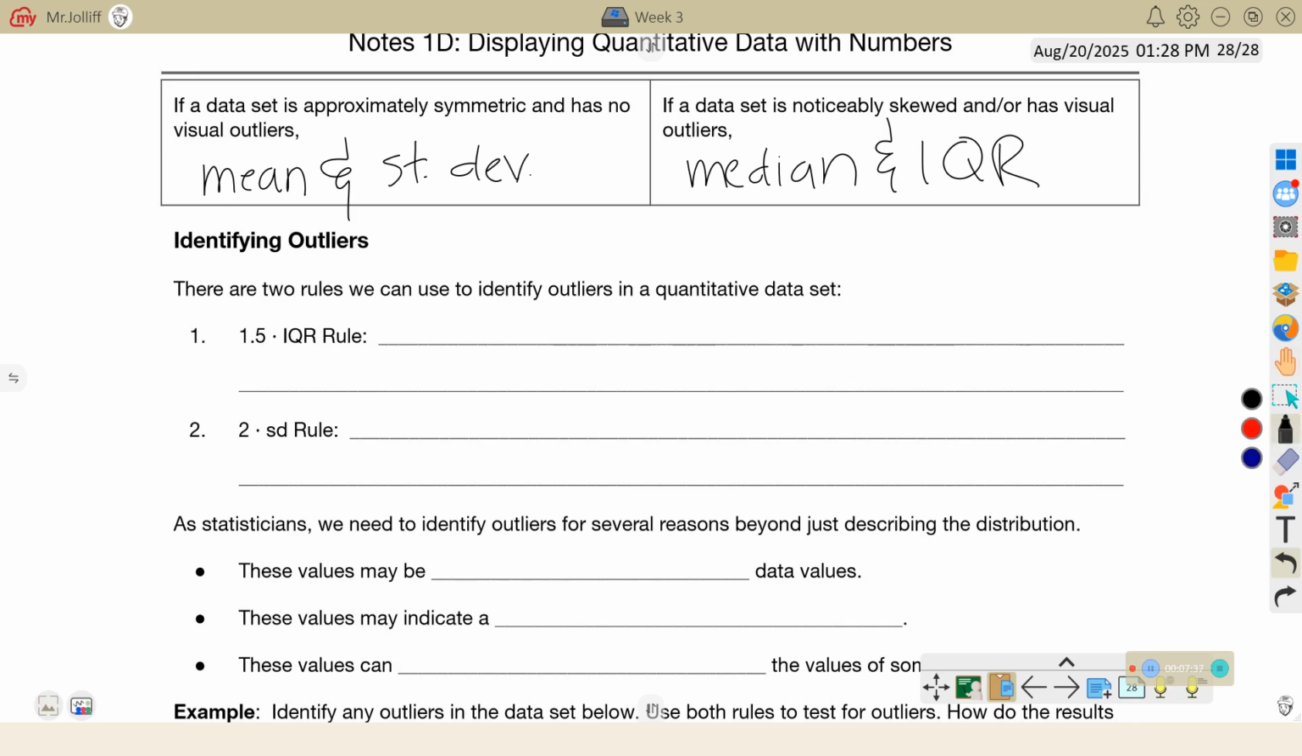So for both of these, we're going to calculate a lower bound and an upper bound of where we expect our data to be based on our measures of center and spread. Based on those values, where do we expect data points to sit? Things that fall lower than the lower bound or higher than the upper bound are outliers. They're too far from the measure of center for us to consider them standard data points.